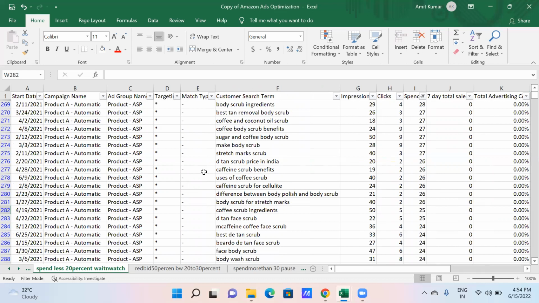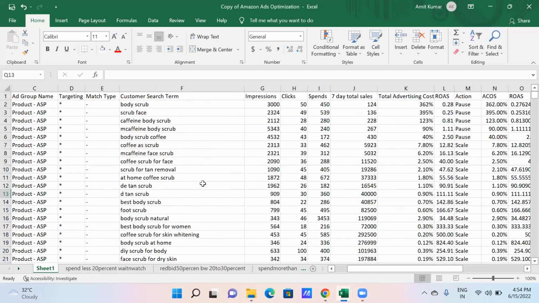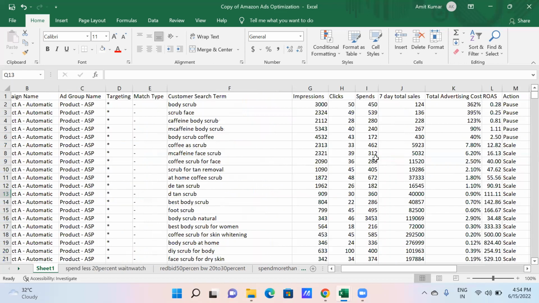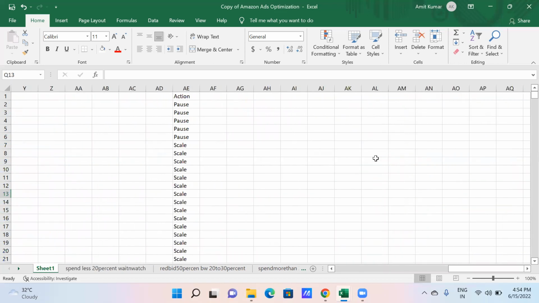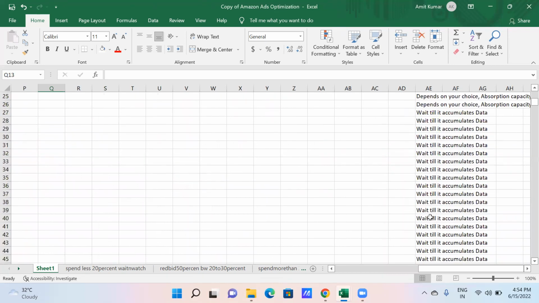I'll just recapitulate everything that I've done. I'll go to the initial sheet. If you see this initial sheet, all the data is there. If we compile all the separate activities that I've done, it will look the same.